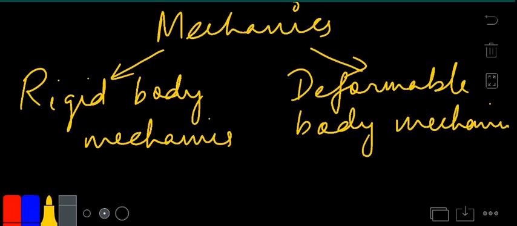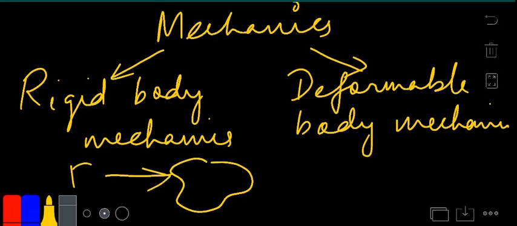To be specific about these two terms, rigid body mechanics is the study or analysis of a phenomenon where, suppose we are taking a body and applying a force on it, we consider it as a rigid body. The distance between two points or two molecules inside this body does not change with respect to time. The body might move when we apply force, but the distance between these molecules does not change. That is, there is no relative displacement between the particles of a body, and we call that mechanics rigid body mechanics.